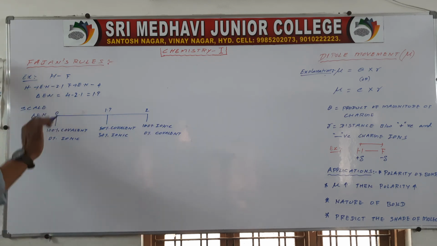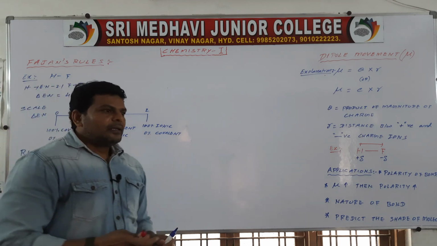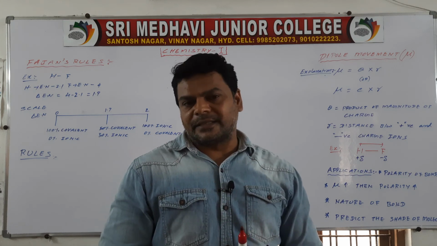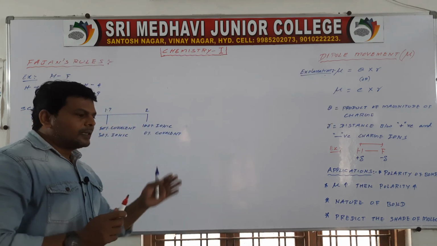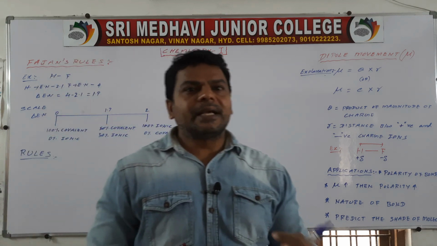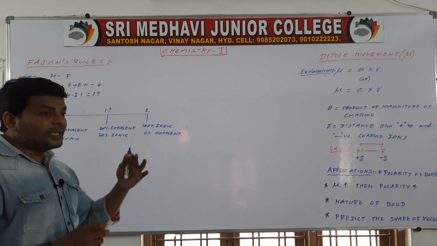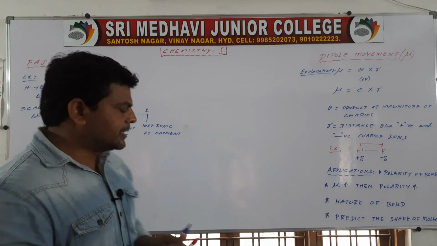So he proposed some rules. What are the rules? The size of the cation increases, meaning covalent character decreases. Okay. Size of the anion increases, covalent character increases. That is the first point.